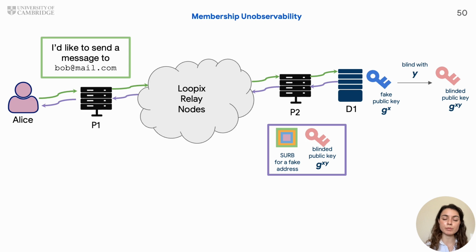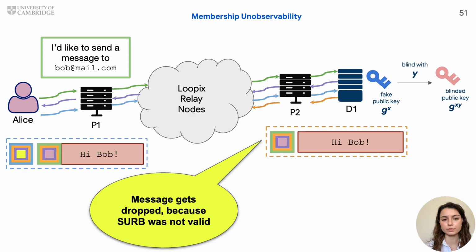Now let's look at how we achieve membership unobservability with this scheme. When Alice searches for a username that doesn't belong to a registered user, the discovery nodes blind a fake public key and generate a SURB for a fake address, and they respond to Alice with these values. When Alice receives these values from her perspective, she cannot tell if these are fake or real because these are pseudorandom values. So she still uses them to generate a message like she did before and send it out to the discovery nodes. The discovery nodes then reflect this message, but the message gets dropped along the way because the SURB was not for a valid address.